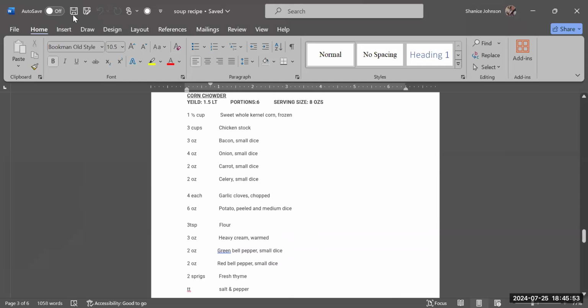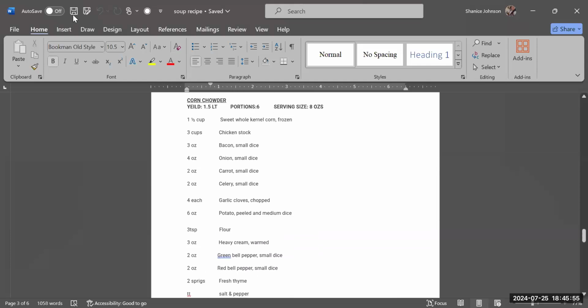All right, good, nice. And the portion size is 6. It yields 6. Yes, sir. The serving size is 8 ounces. The yield is 1.5 liters.